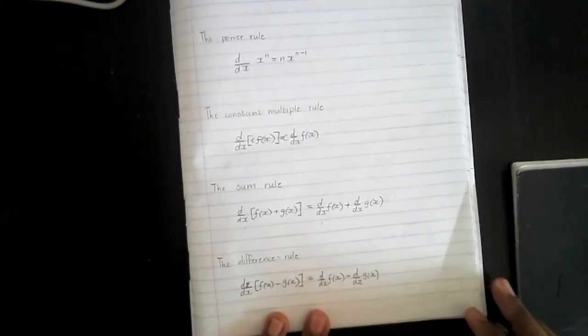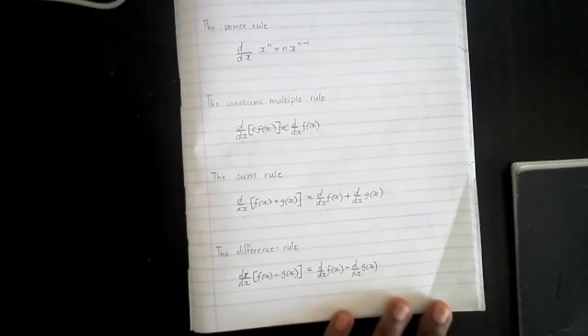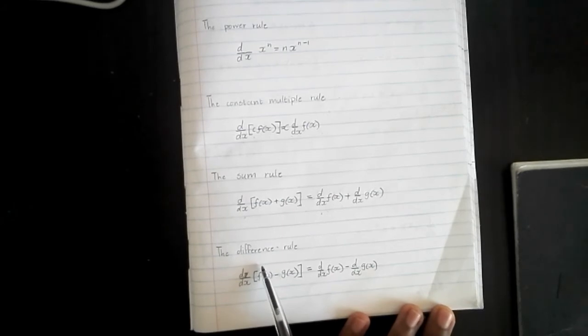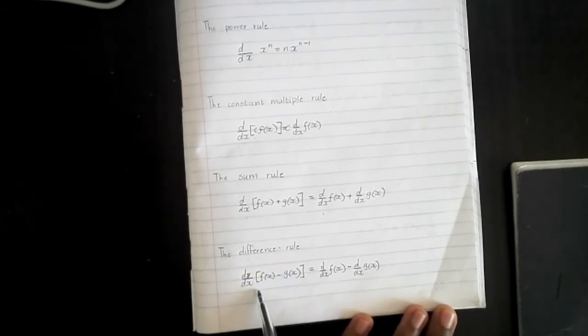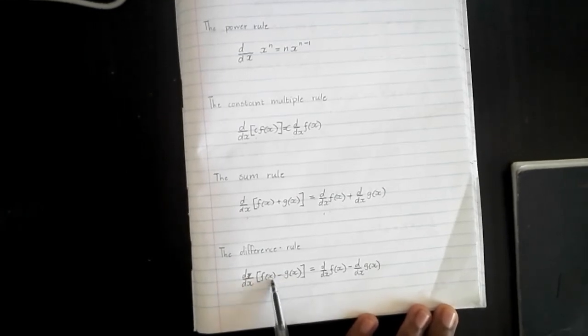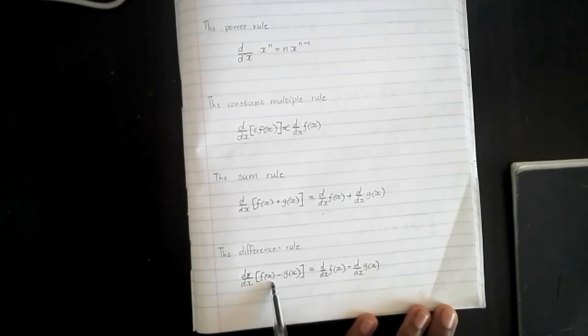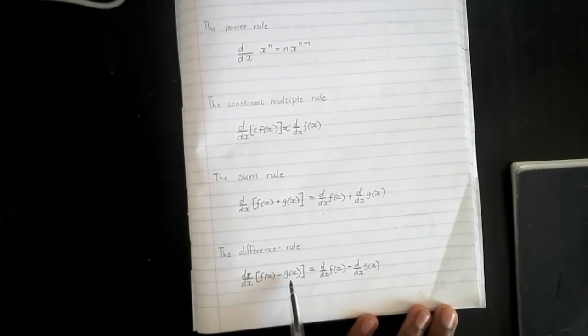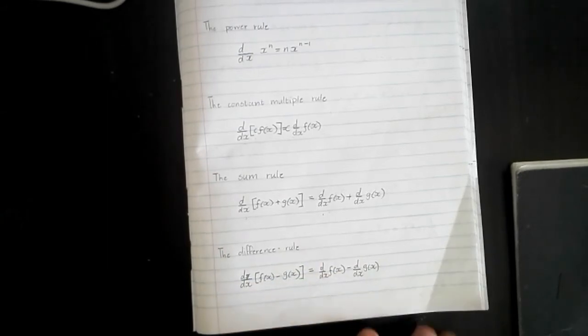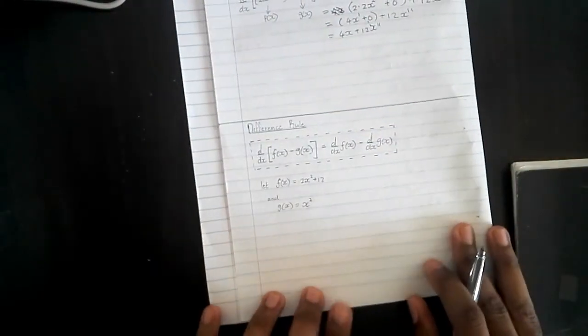The next rule, hope you can see this, is the difference rule. Almost the same as the sum rule, just now we're subtracting functions instead of adding functions. So d/dx of f(x) minus g(x) equals d/dx of f(x) minus d/dx of g(x). Let's just jump into the example. It'll make sense, I'm pretty sure it makes sense.